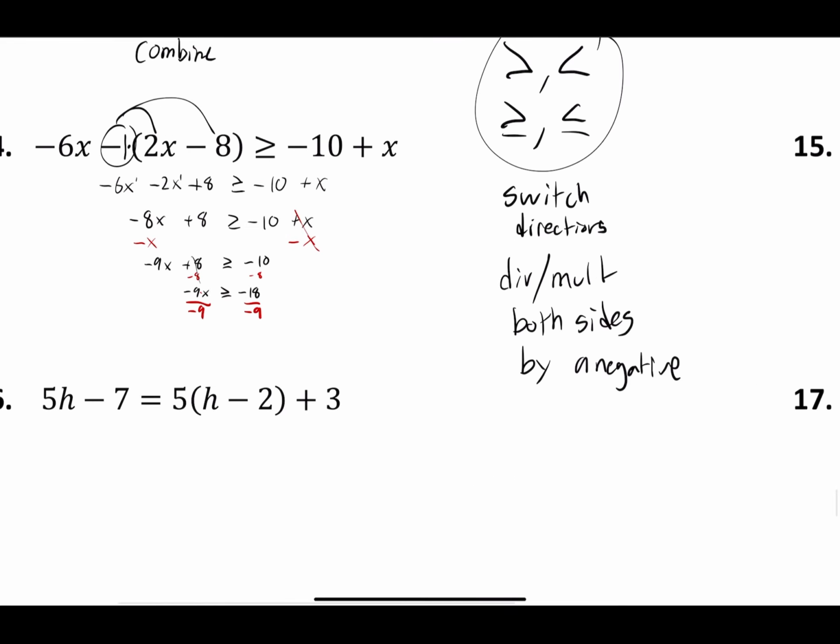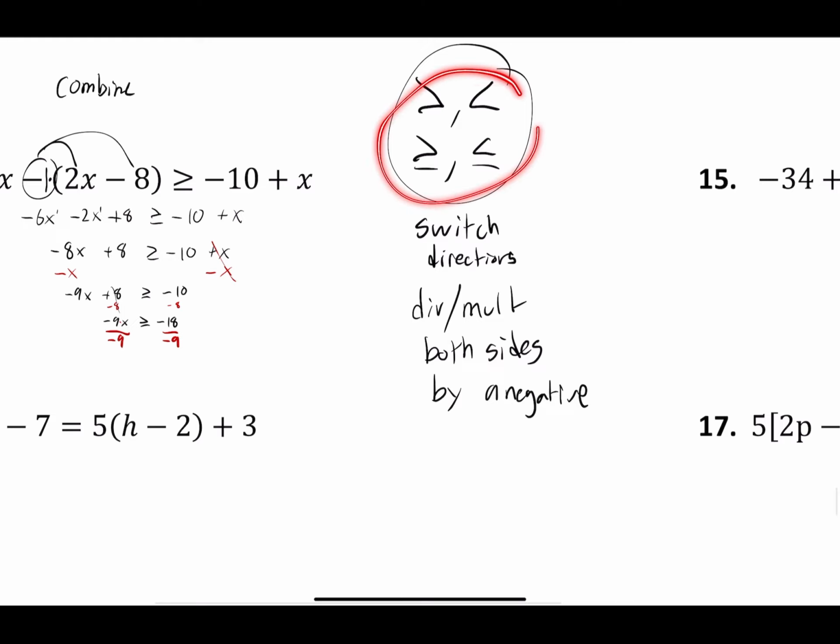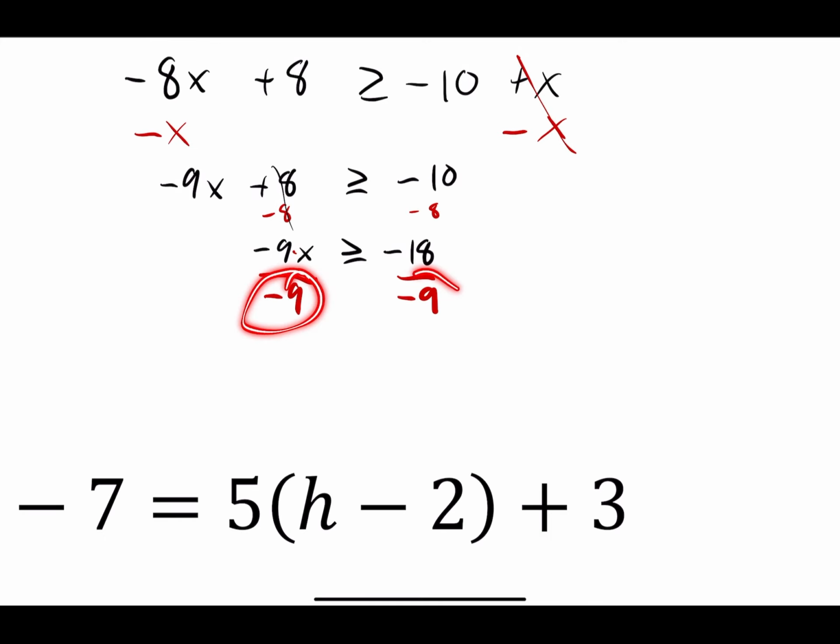And now we must follow this rule. The inequality switches directions when you divide or multiply both sides by a negative. I just did. I divide both sides by negative 9. Immediately, I'm going to switch that inequality from facing open mouth to the left to facing open mouth to the right. And now I have negative 9 divided by negative 9 is 1.